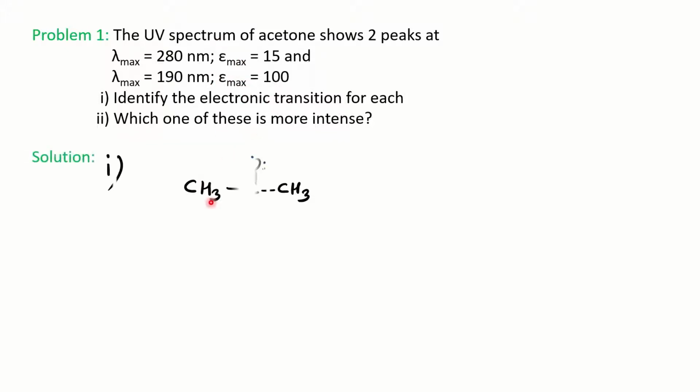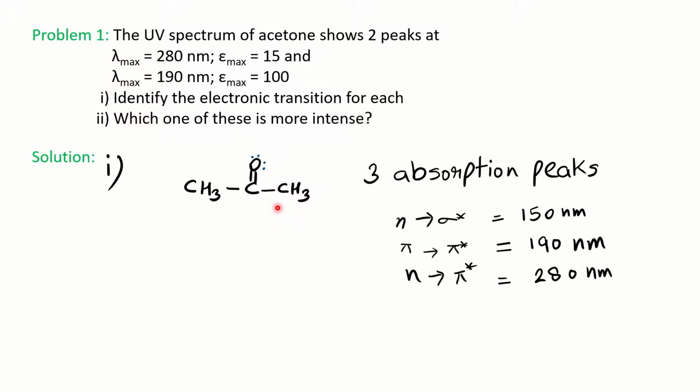So let's find out. This is the structure of acetone, and we know acetone is having lone pair of electrons, so it is having non-bonding electrons. It is having a double bond, so it means it is having pi electrons as well as sigma bond electrons. So all the three types of electrons are there. So what specific peaks will we see in the acetone UV spectrum? These are the three peaks we observe, which are reported: n to sigma star transition, pi to pi star transition and n to pi star transition.